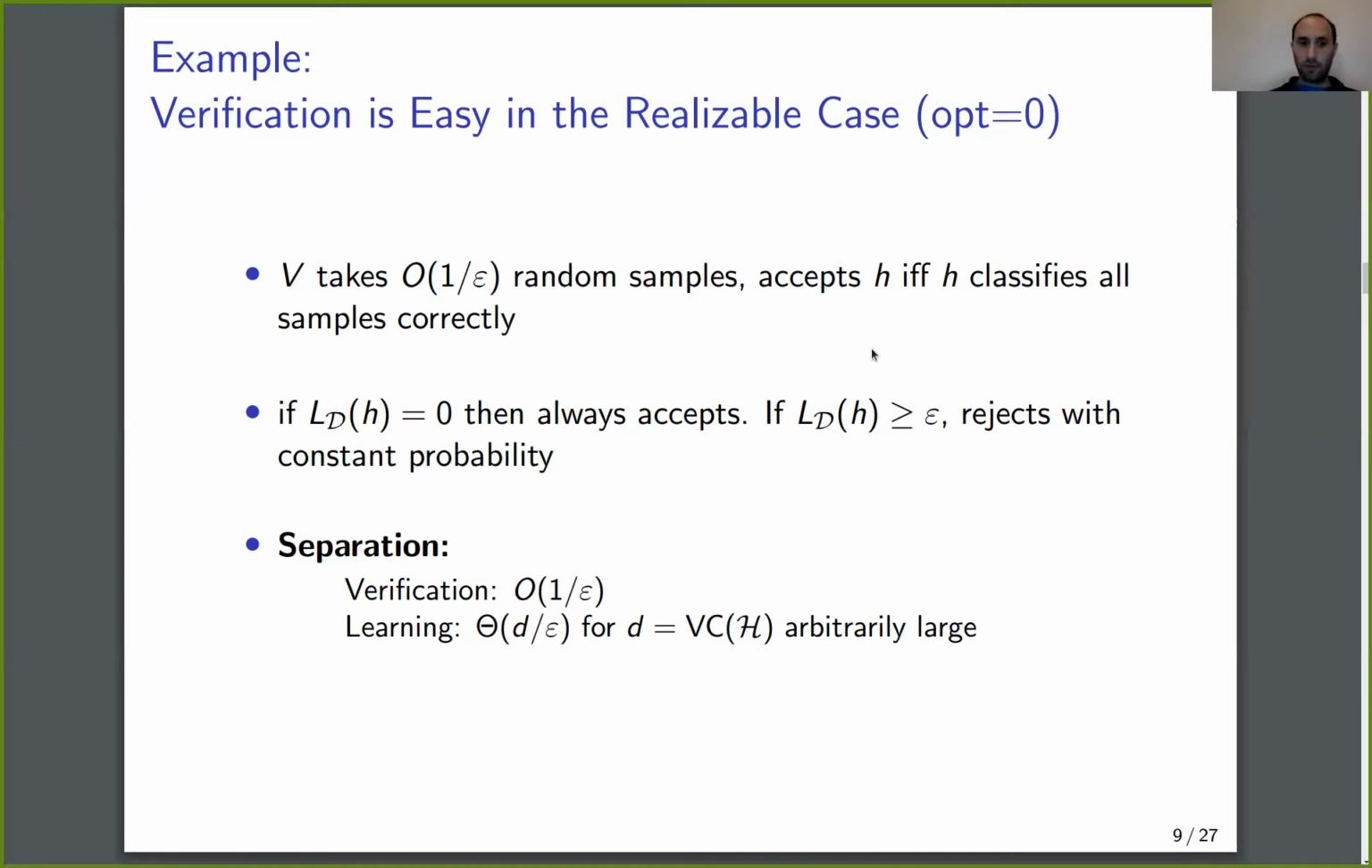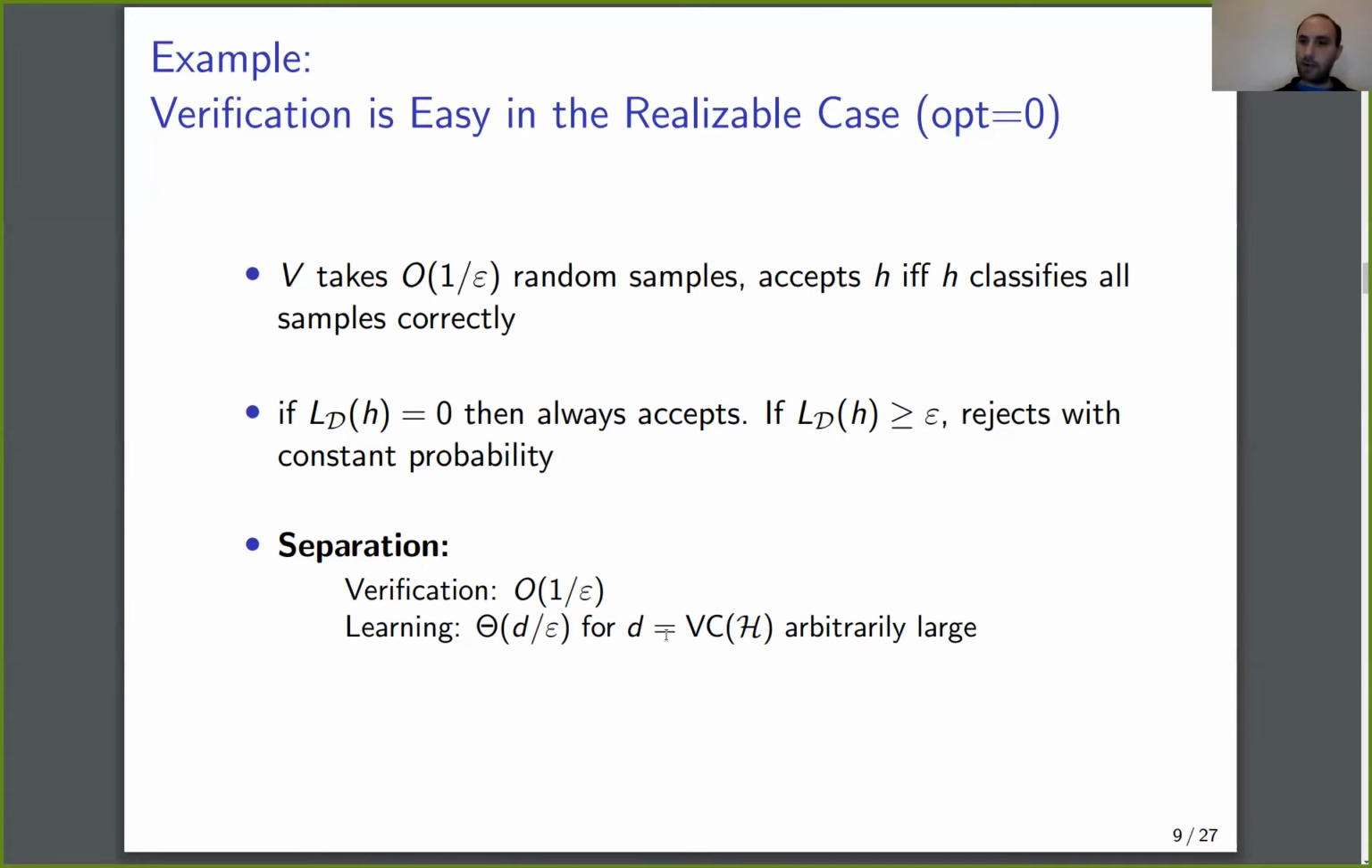So what we see is basically a separation here between learning and verification. In the realizable case, it's possible to do verification using order 1/epsilon samples. However, we know from learning theory that in order to do PAC learning in the realizable case, we need order d/epsilon samples, where d is the VC dimension of the hypothesis class, capital H.